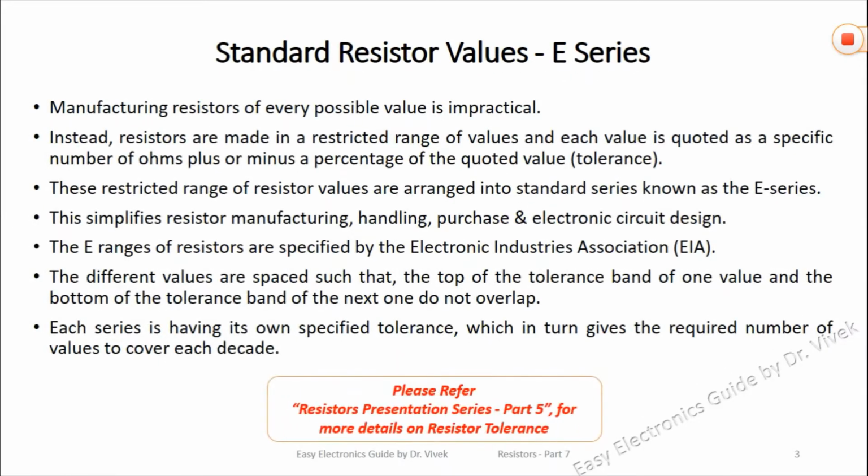Manufacturing resistors of every possible value is impractical. Instead, resistors are made in a restricted range of values. These restricted range of resistor values are arranged into a standard series known as the E series. The different values are spaced such that the top of the tolerance band of one value and the bottom of the tolerance band of the next value will not overlap.